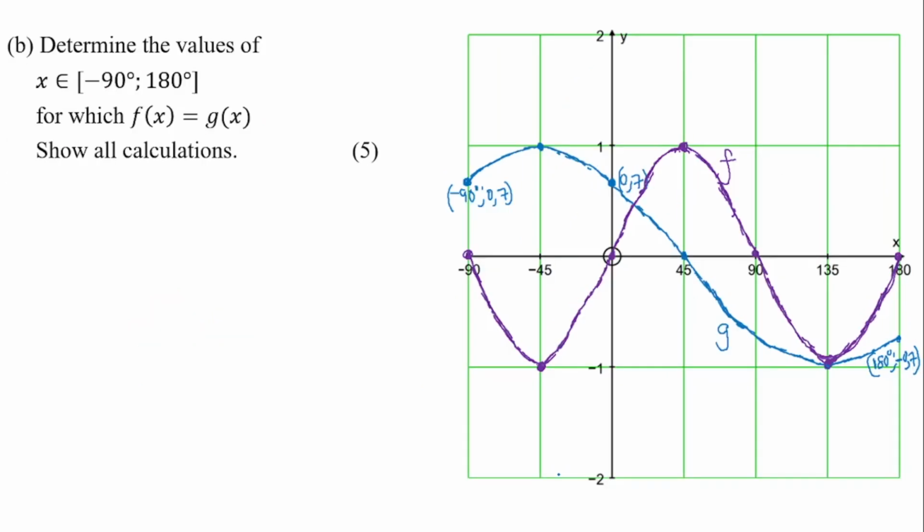And then we go to the next question now. It says determine the values of x in this domain where f of x is equal to g of x. So these are the points of intersection.